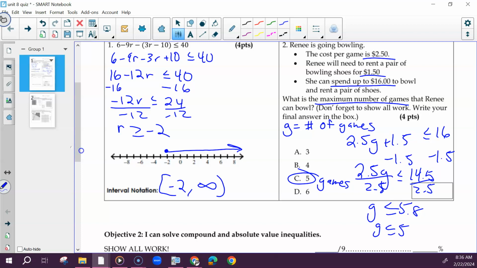So those 4 points were: did you set up the inequality correctly, solve it correctly, get the correct actual answer, the 5.8, and then the correct rounded answer, the 5. Questions on that one? Daniel, did you have a question?